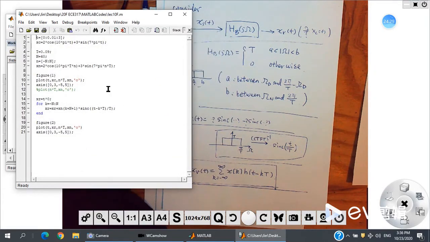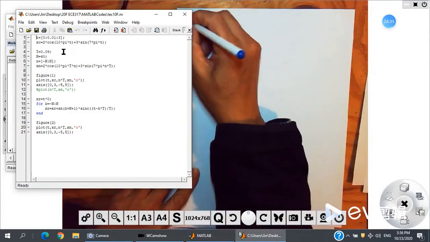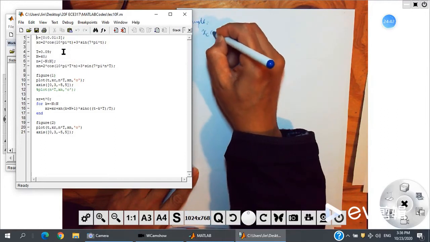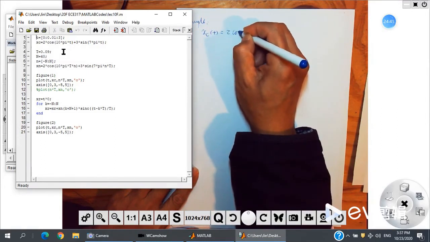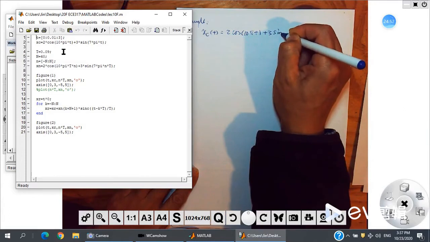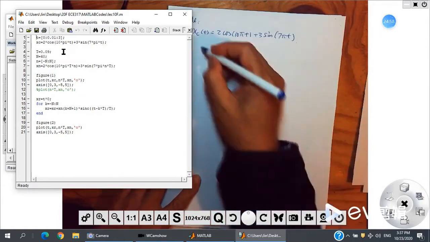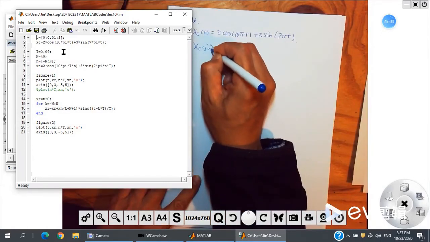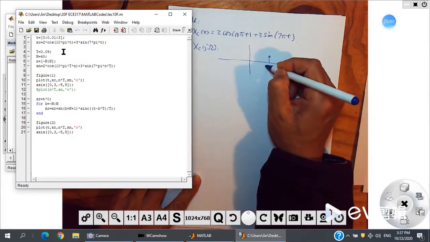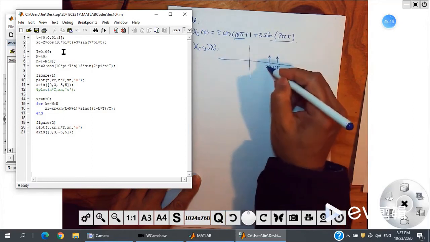Alright, for this one now, let me write down here. Example. We consider the signal XC of t, which is 2 cosine 10 pi t plus 3 sine of 7 pi t. This is the original signal. And what is the capital XC of j omega? It looks like this: one part at 7 pi and one part at 10 pi. We have two frequency components, 7 pi and 10 pi.